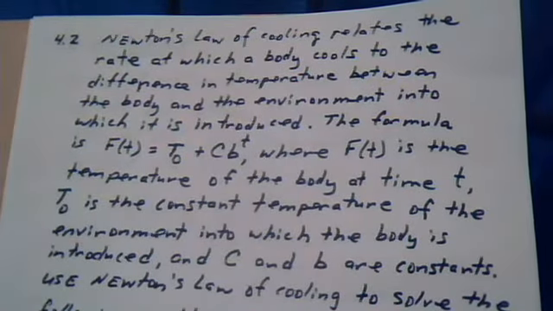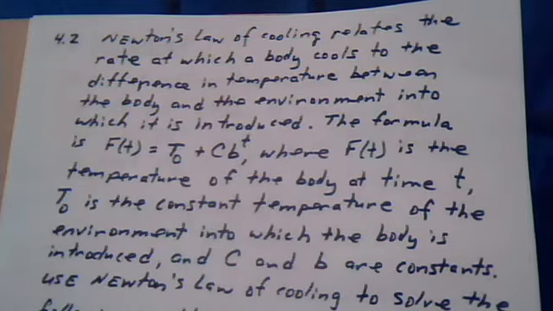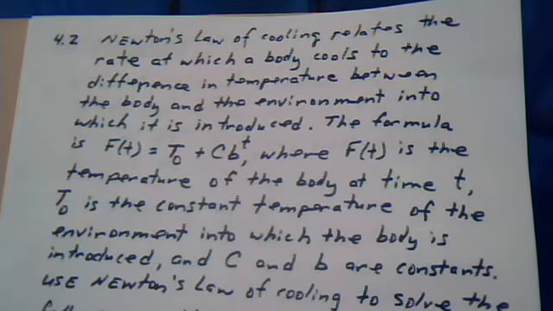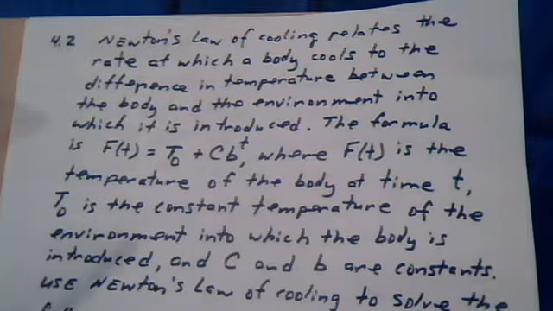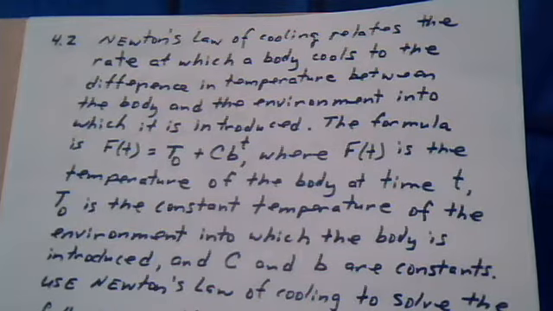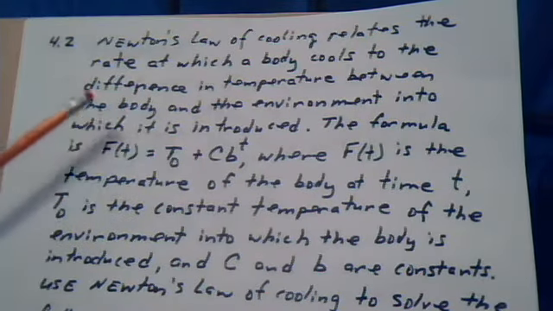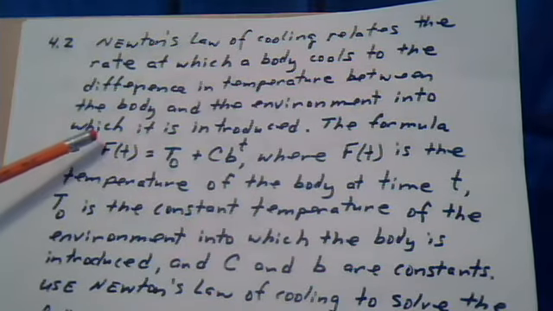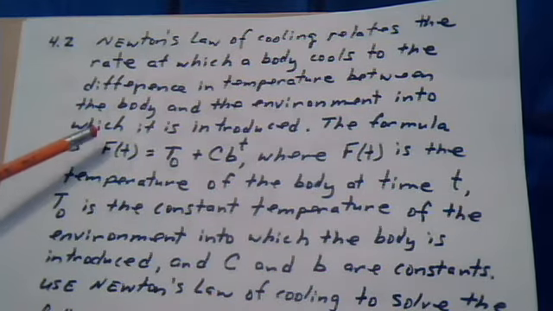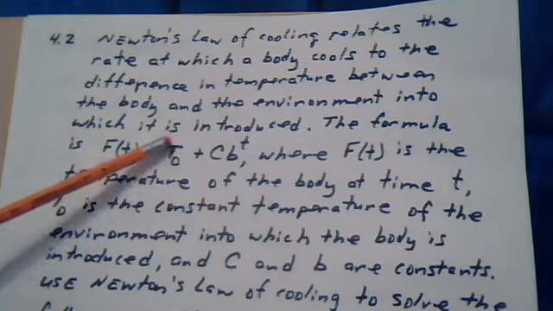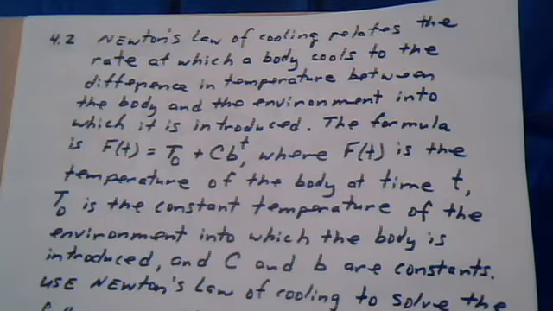Newton's law of cooling relates the rate at which a body cools to the difference in temperature between the body and the environment into which it is introduced. The formula, this is Newton's law of cooling equation, means this. This variable is going to be replaced by the object's temperature, whatever the object might be. This variable is going to be replaced by the temperature of the environment the object's going to be put in.